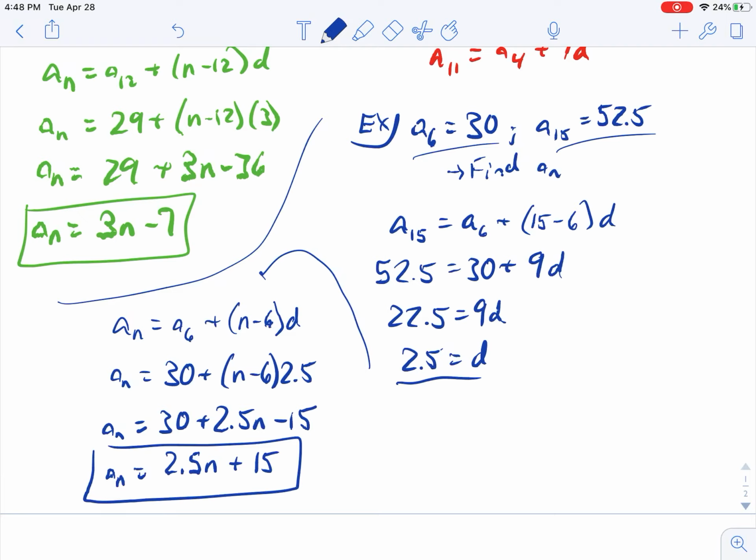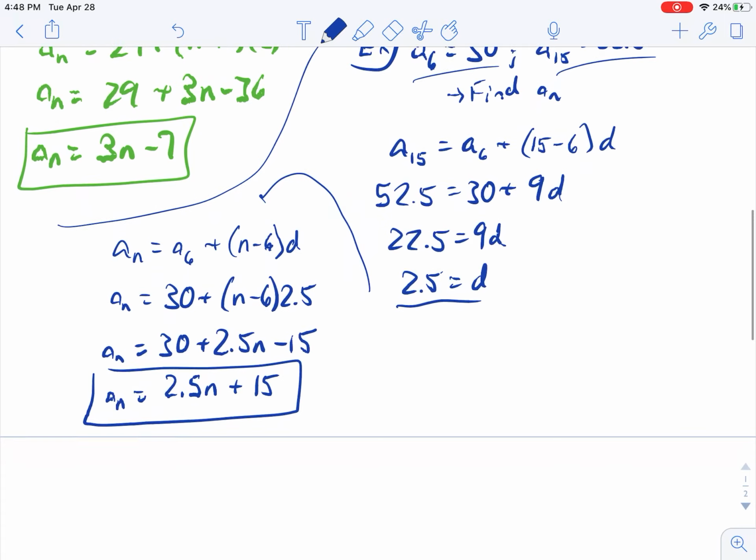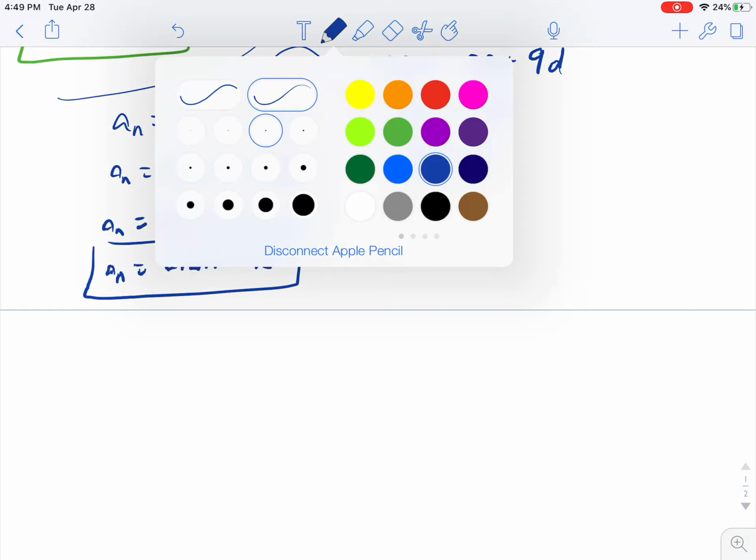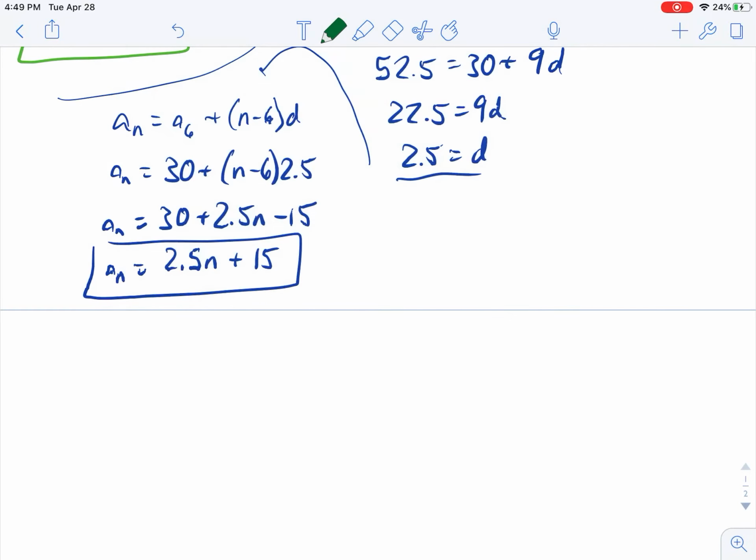So we simplify this, and we get a sub n equals 2.5 n plus 15. Okay, so you can plug in 6 for n, you'll get 30. You can plug in 15, you'll get 52.5. So it works really nice.